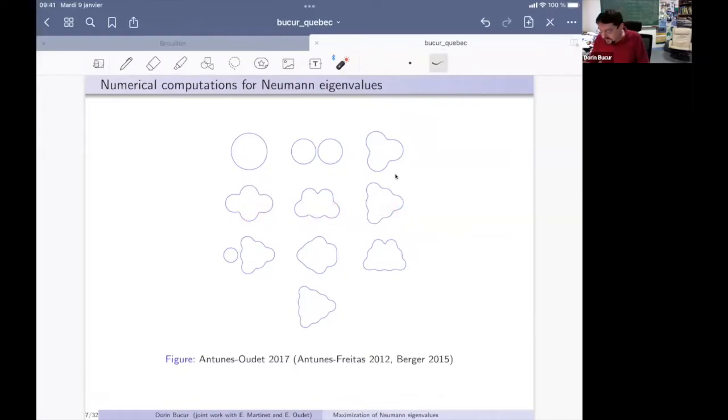So previously, there were computations by Antunes and Freitas in 2012 and by Amandine Berger in 2015. And for those, the shapes were stable. However, starting from the 5th, the same geometry was not obtained by different computations somehow. So now the question is what really happens?